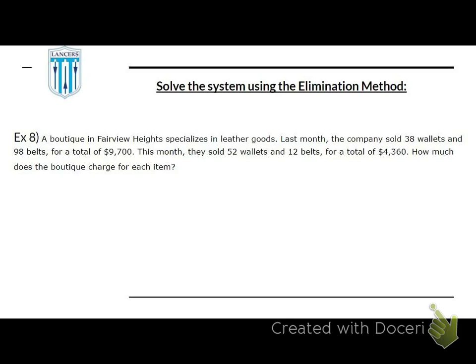So you have to decide what X and Y represent. There are two things that we don't know here. We don't know how many what? How much it costs for each item. And there are how many items here? 2. There are wallets and there are belts. So you have to decide. X is going to represent what? Wallets, sure. So the wallet cost. And that would mean Y represents the belt cost.